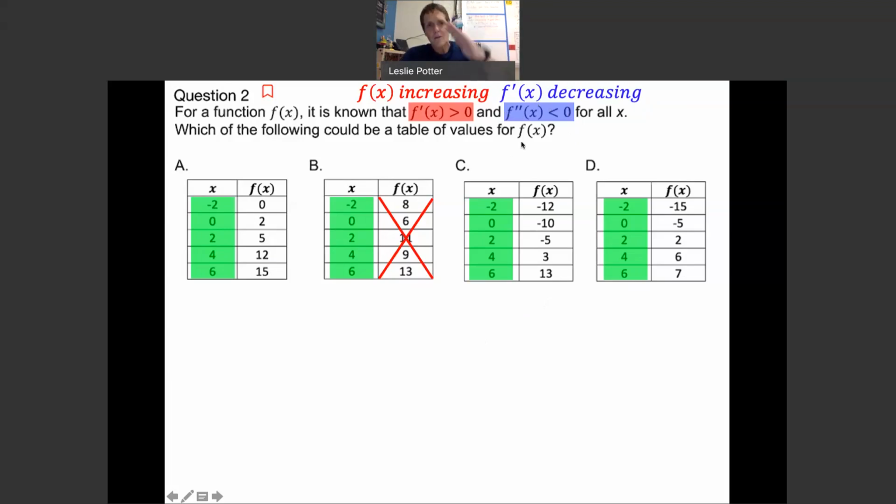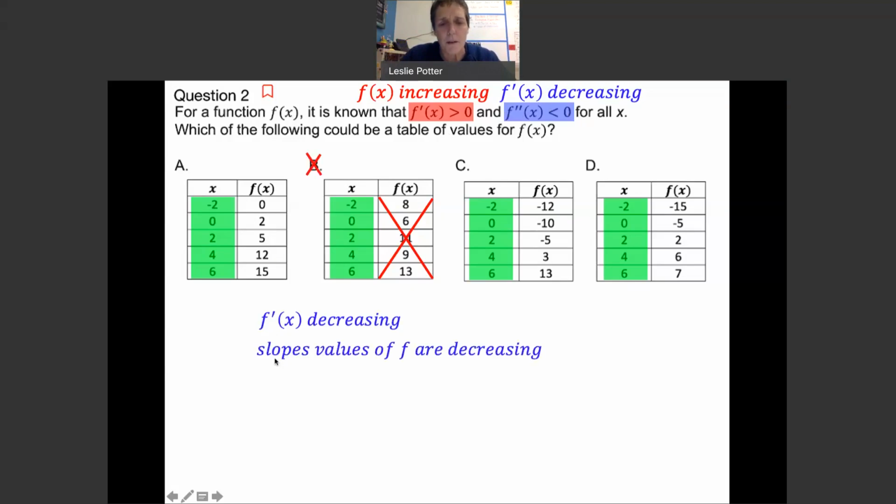Well, concave down means that we have this profile that looks like, it would spill water, or I say it looks like a frown. And if we look at the first derivative decreasing, what that means is that slope values of f are decreasing. In other words, if the slope values of the function are decreasing, it means that f is increasing, but f is not growing as fast as we go through the table.